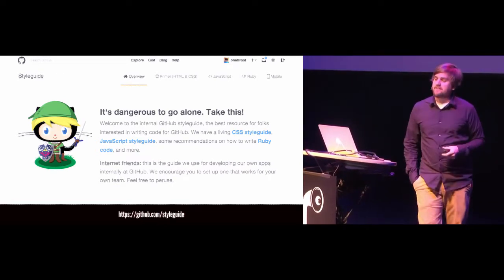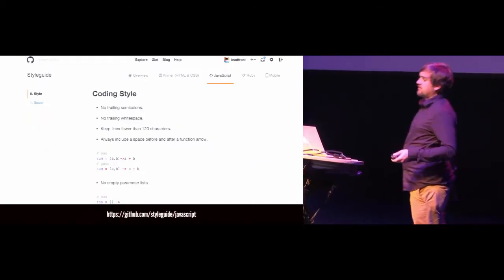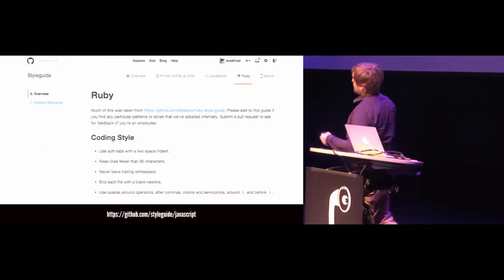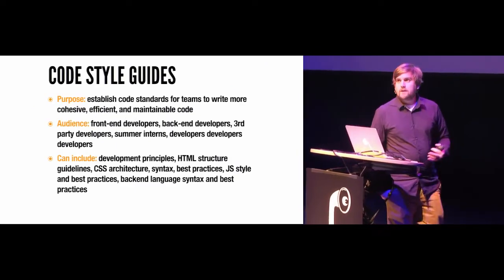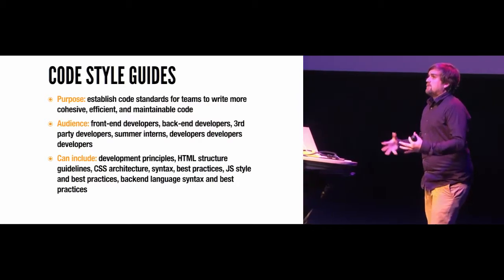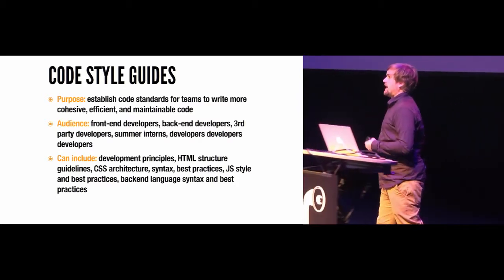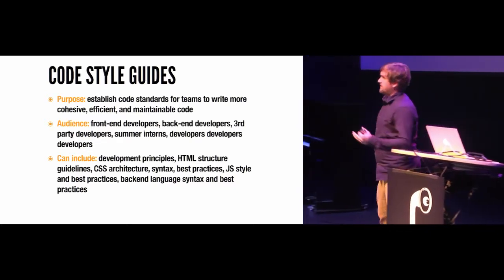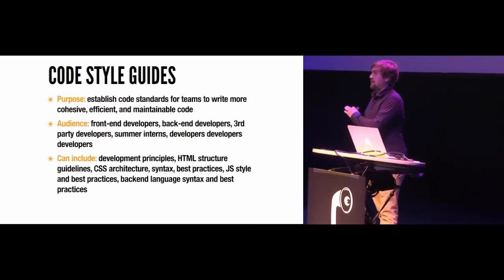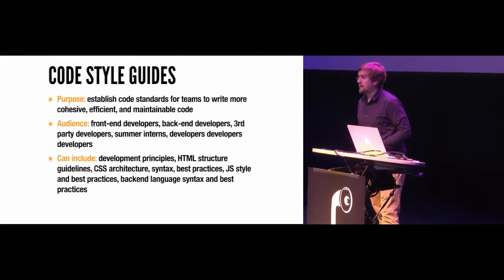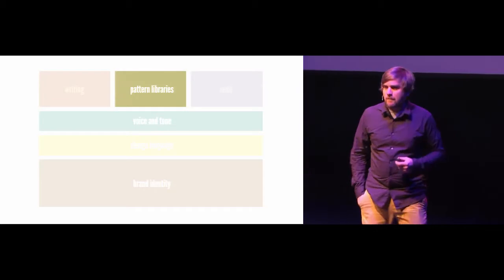GitHub has a fantastic style guide that goes over their coding style for things like JavaScript and CSS and Ruby and stuff like that, right? So this allows teams to establish rules and guidelines and guardrails around how to actually write consistent code as a team so that some summer intern can't just come and screw everything up, right? Damn summer interns.